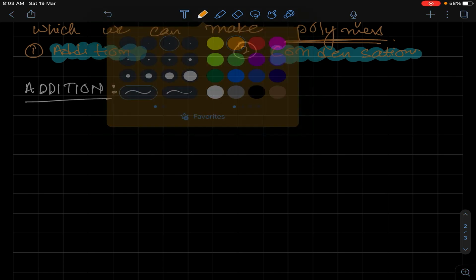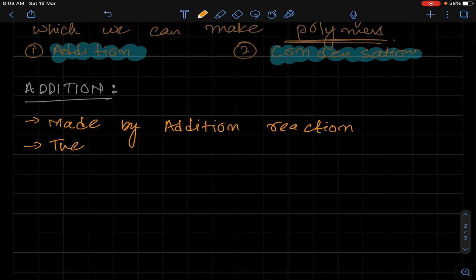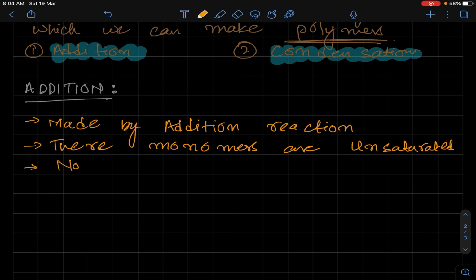So addition polymers. The first thing you have to understand about the addition polymers is that they are made by addition reactions. Addition reactions, we have studied them in alkenes, in unsaturated hydrocarbons. So they are made by addition reactions. That means their monomers, the smaller units from which they are formed, are unsaturated. And one more important thing is that no molecules or atoms are lost during this process.